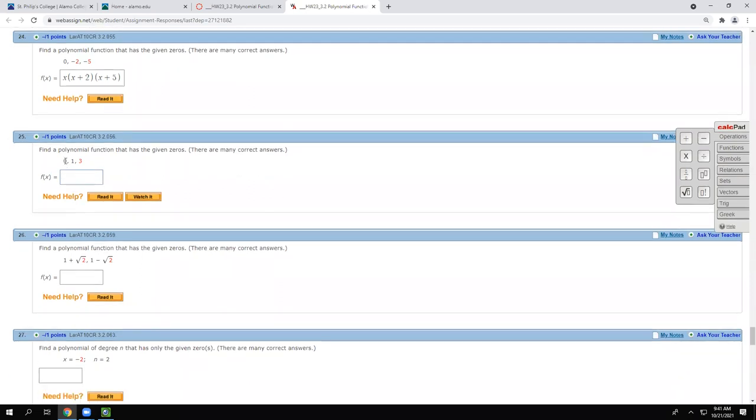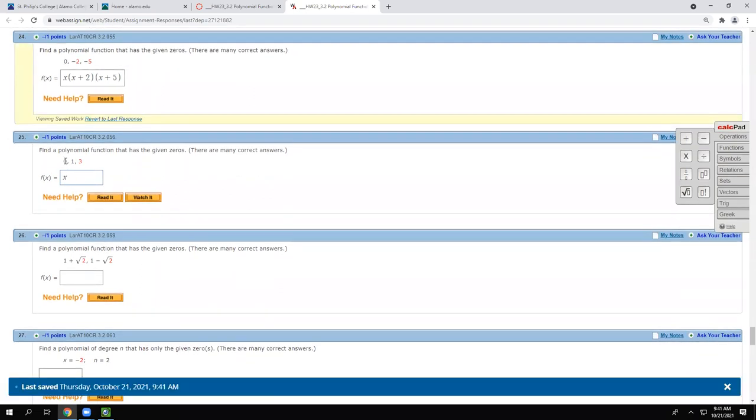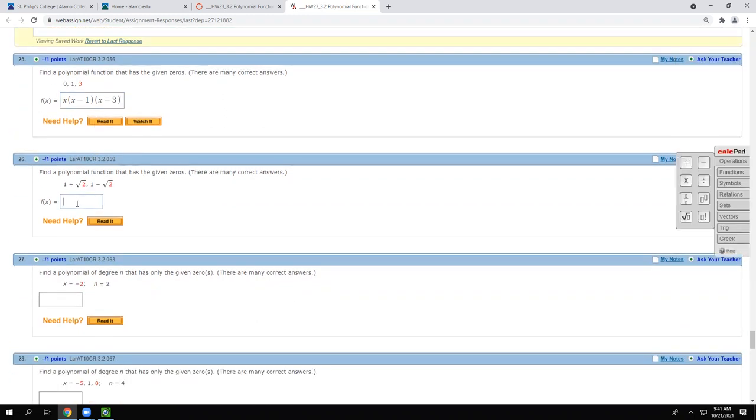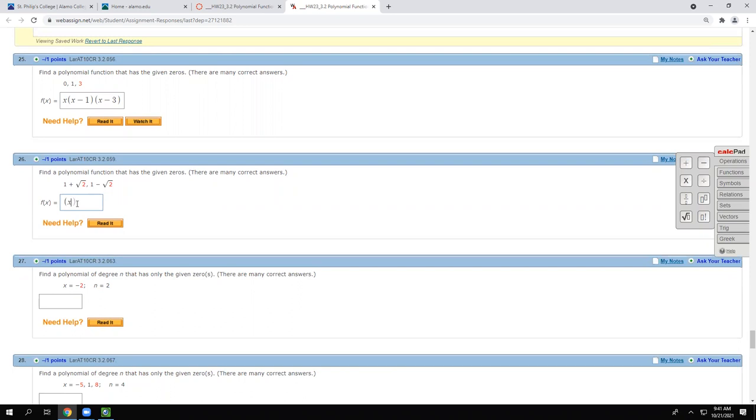This one, same thing, x minus 0 is just an x, and then I have x minus 1, and then I have x minus 3, right? Those are not too bad. This is ugly, but whatever. It's x, and I have to subtract both of these terms. What happens when you subtract more than one term? Don't they change signs?